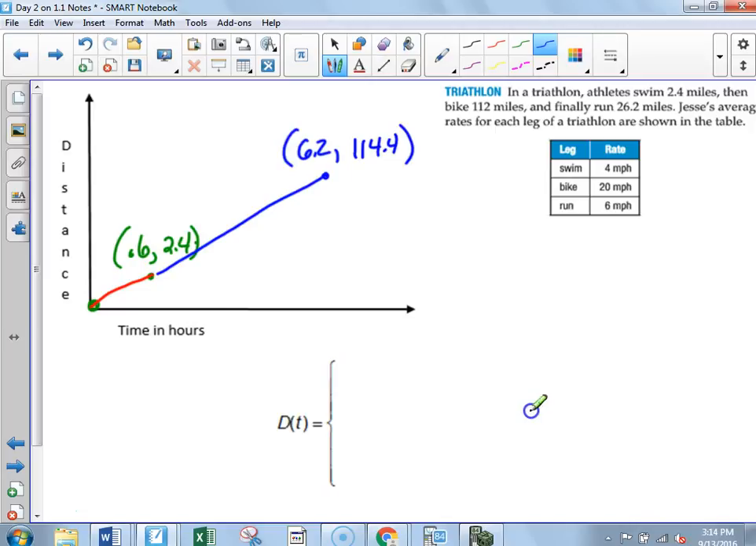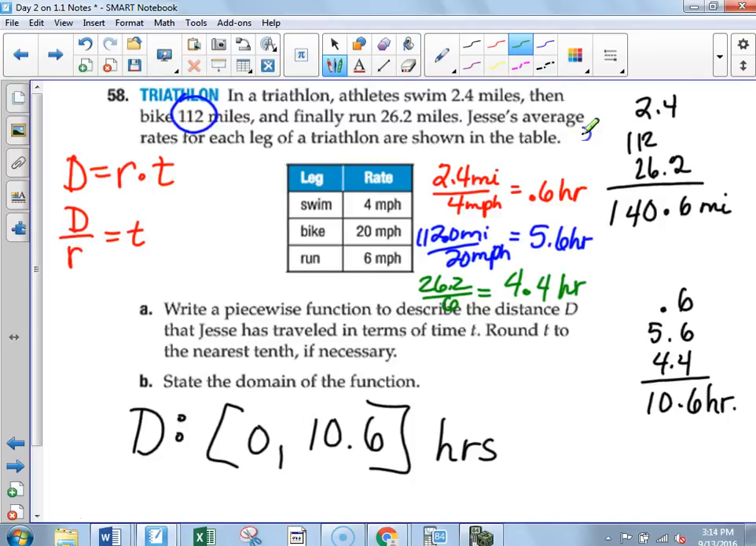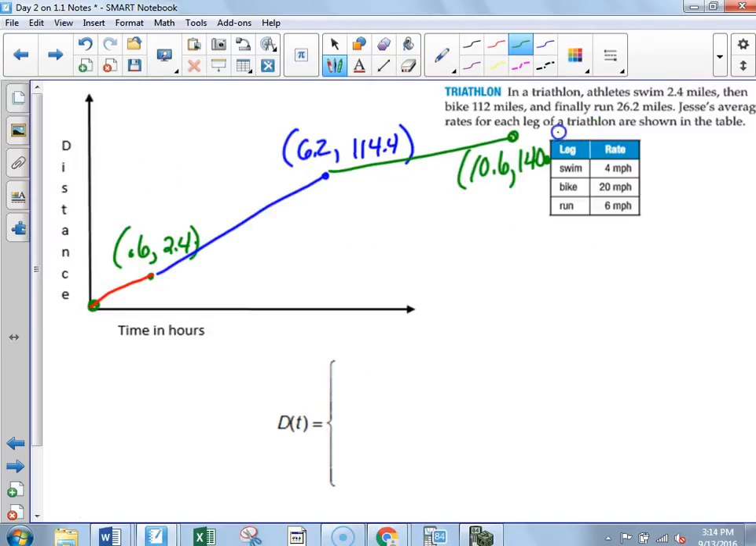And it should have a different slope than the first one. It doesn't look like it does. I did a bad job of drawing it. I'm going to do this one a little flatter because I'm thinking he's slowing down. How far did he go by the end? We figured out both of the end points already. What did we figure out? Took how long total? 10.6, and he went a total of 140.6 miles? Okay. All right.